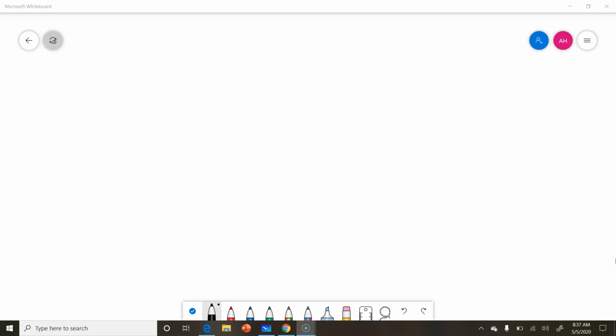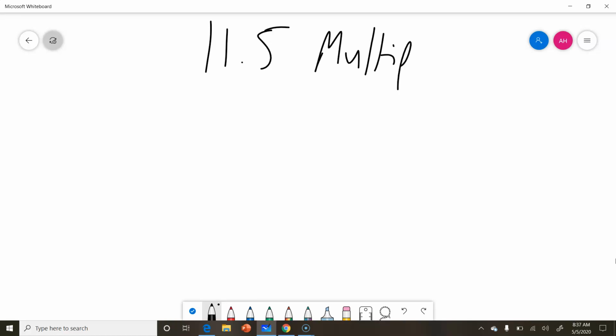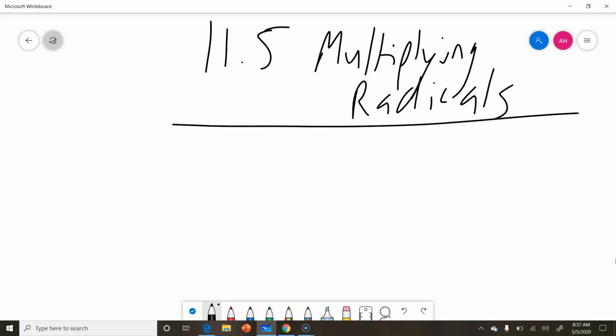Today's lesson, just to give you a heads up, is going to be a little bit longer. It's 11.5, and this is now when we are multiplying radicals and actually dividing, but multiplying the radicals. You guys have been doing a pretty great job with the radicals from what I graded earlier. I haven't graded all of it, but I'm working on that.